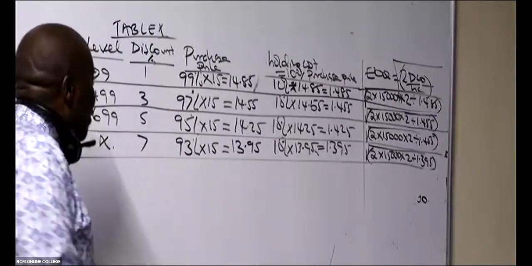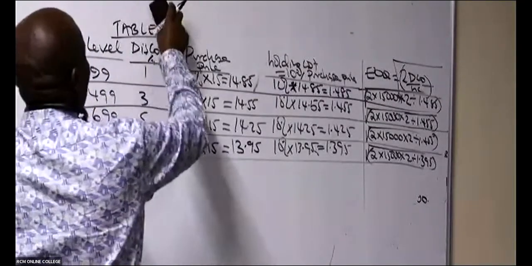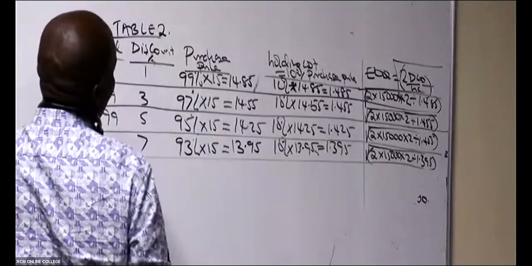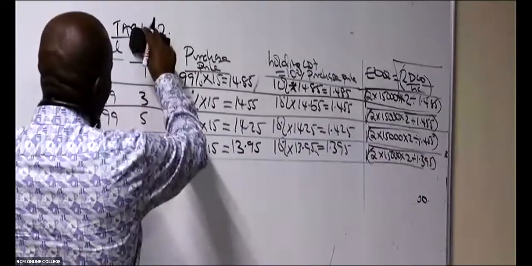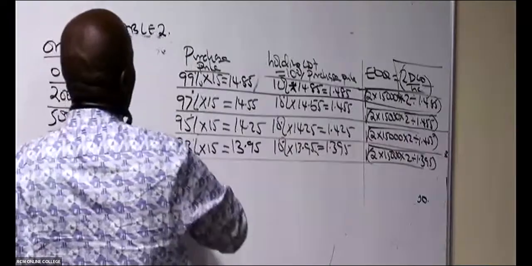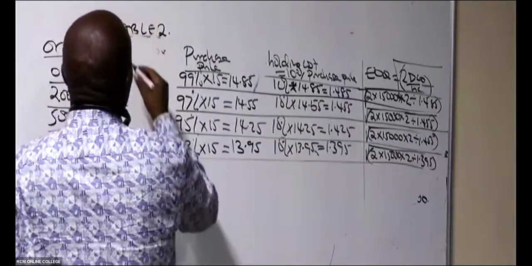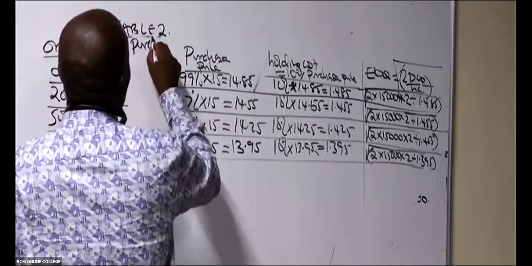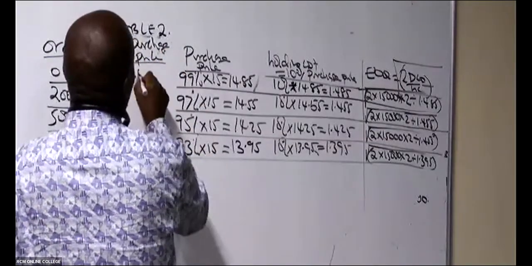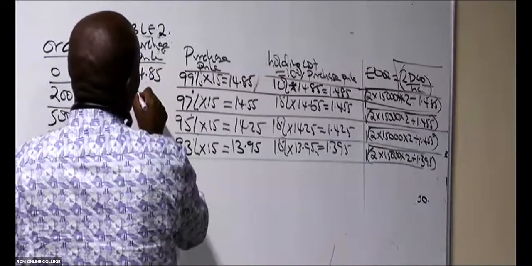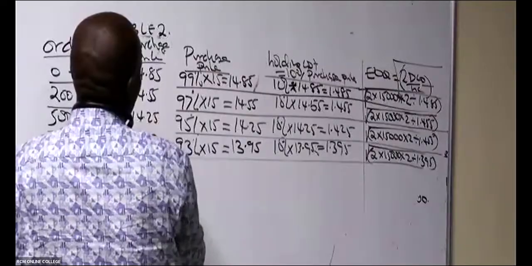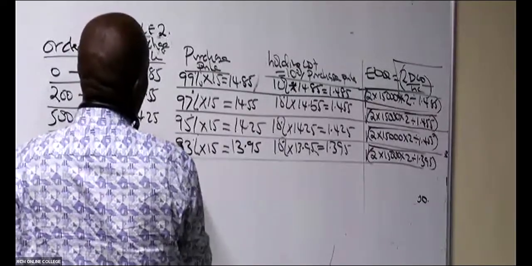So then go ahead and write there, table 2. In this table 2, I will simply copy the order level. I need this purchase price, I'll copy it: 14.85, 14.55, 14.25, and then 13.95.